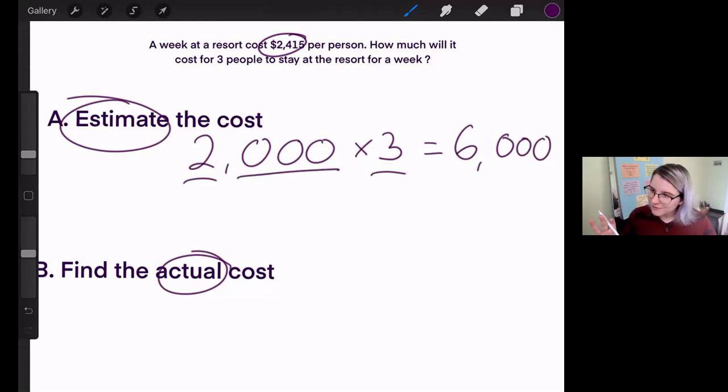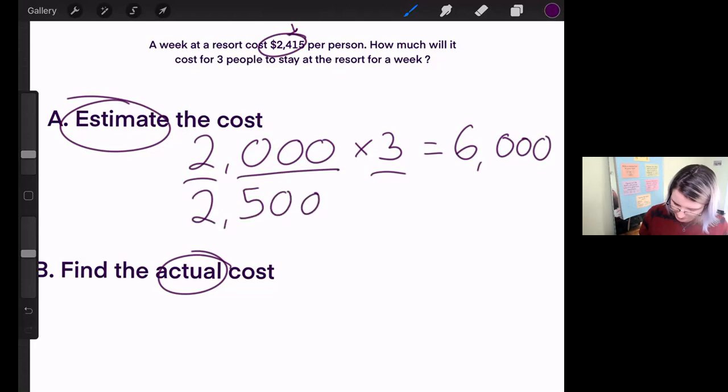Now, what if I rounded this number a different way? What if I rounded it up to the hundreds place? What if I did 2,500 times 3? That would also give me an estimate of the cost. How can we break that down? I see that we're looking at 2,500s. So let's do 25 times 3.